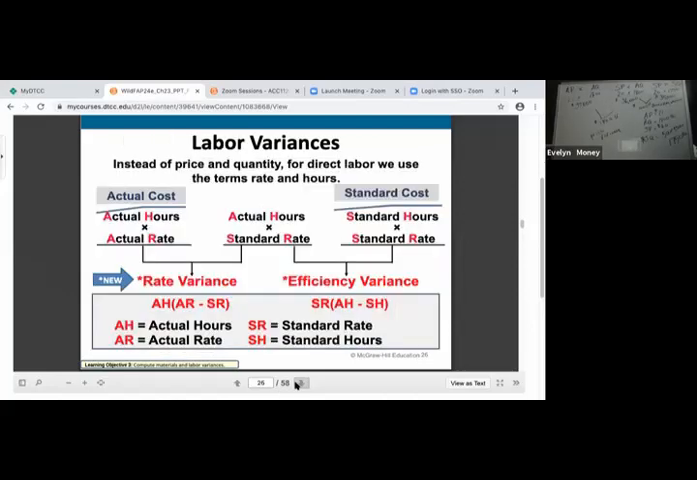Now, let's see this with labor. With labor, your book likes to switch to actual hours instead of actual quantity. I still like to use P's and Q's so that it doesn't confuse me. P refers to price. Q refers to quantity. It's just that when I'm dealing with labor, the quantity is hours. When I'm dealing with labor, the price is the rate. That's all. Now let's skip to this slide here.